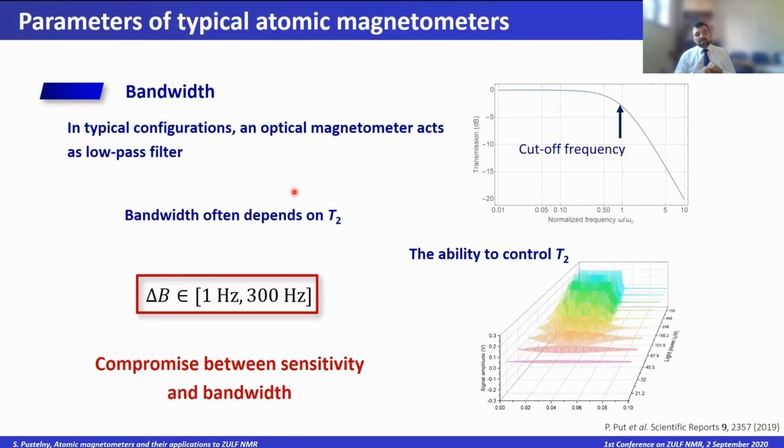Actually, the same parameter that determines our sensitivity also determines the bandwidth. This is T2. But in contrast to sensitivity, where the larger T2 corresponded to better sensitivity, here the larger T2 means the narrower bandwidth. So there is always a compromise between these 2 parameters, between sensitivity and the dynamic range that you are observing. So you have to choose.